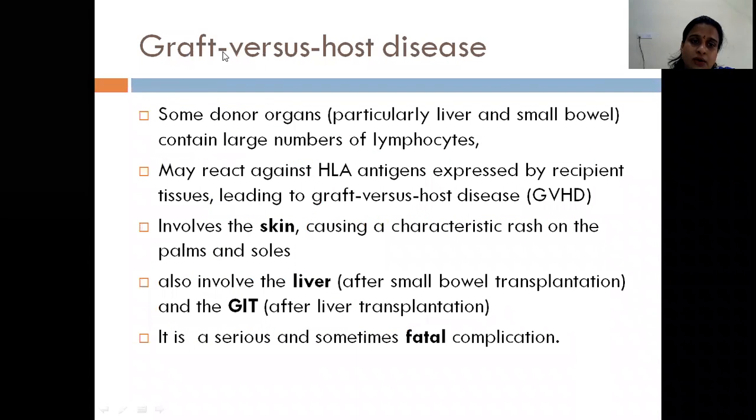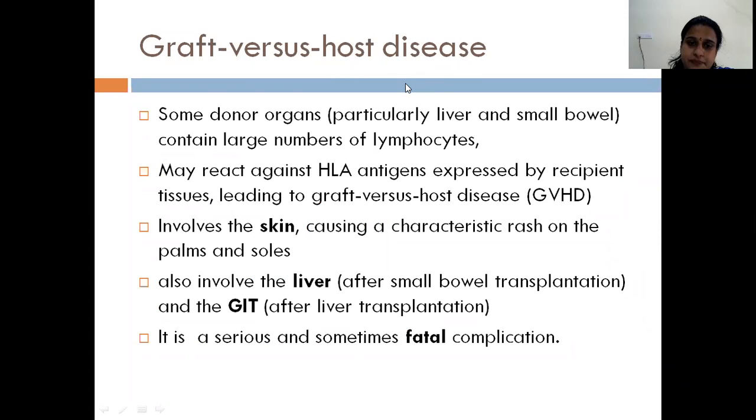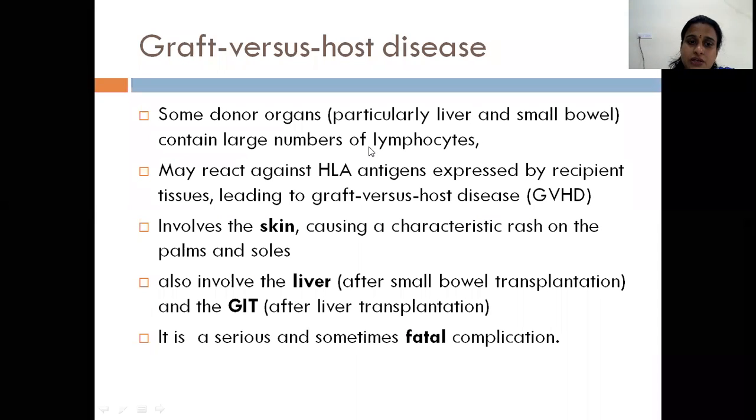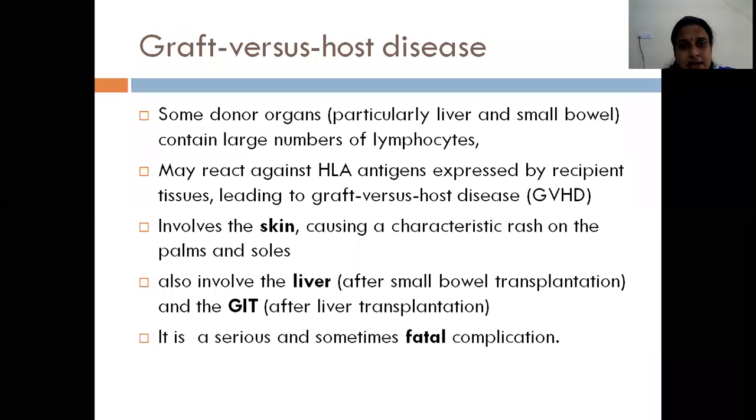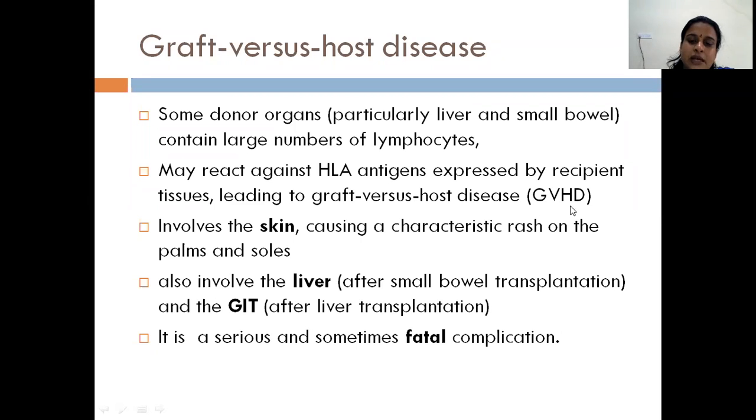Now, there is one more entity called graft versus host disease, wherein some of the donor organs have a large number of lymphocytes which react against the HLA antigens of the recipient. So it is graft versus the host. So the graft, the donor lymphocytes, react against the HLA antigens of the recipient, hence leading to graft versus host disease. This is a fatal, fulminant type of graft rejection.